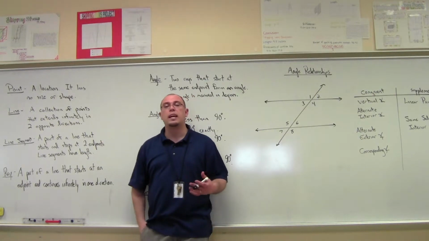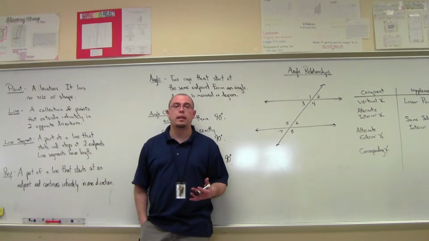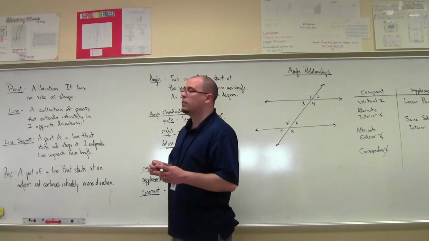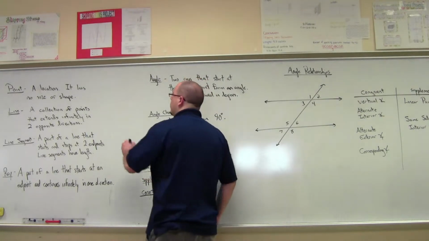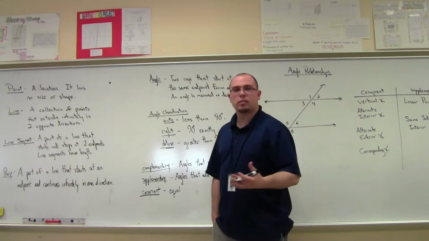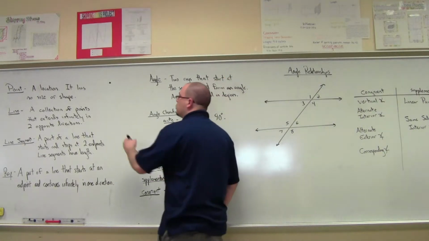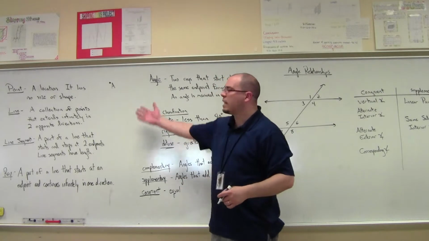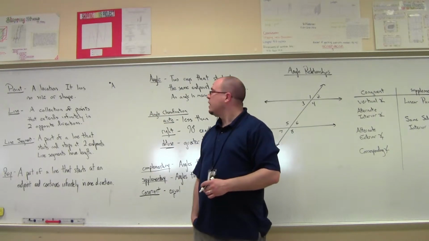It's a location. It has no size or shape. It's just acknowledging the existence of this one particular spot. So the way you'll see a point written is exactly the way you would expect. It looks just like that. And the way we label it is we will use a letter, like A, for instance, to say that that's point A. And that's all we would do.